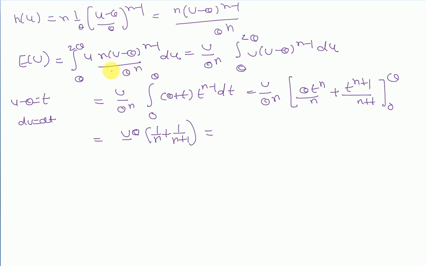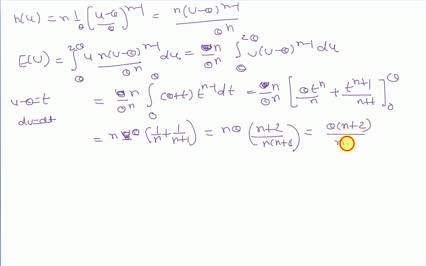how this n is coming outside. Sorry, I have written u in place of n. I was about to write n. So here is n theta, n plus 2 upon n plus 1. So finally theta times n plus 2 upon n plus 1. This is the expectation for the maximum.